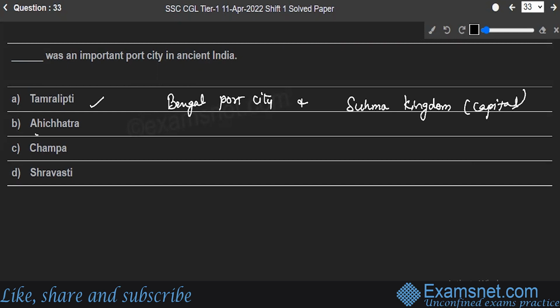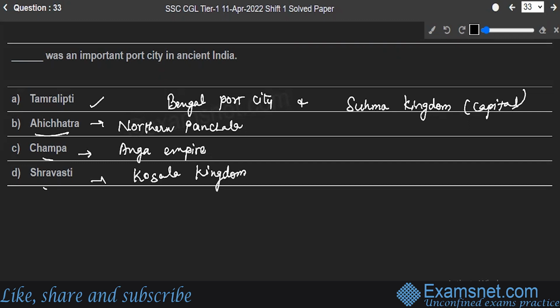If I'm talking about Ahichatra, Champa, and Shravasti, Ahichatra was the ancient capital of northern Panchala, a northern Indian kingdom mentioned in the Mahabharata, which is in Uttar Pradesh. Champa was the capital of Anga Empire in ancient India. Shravasti was the capital of Kosala kingdom in ancient India. They are all capitals.